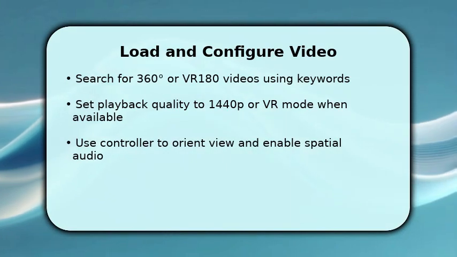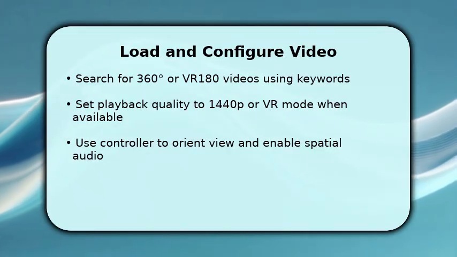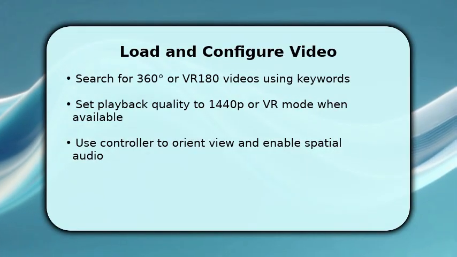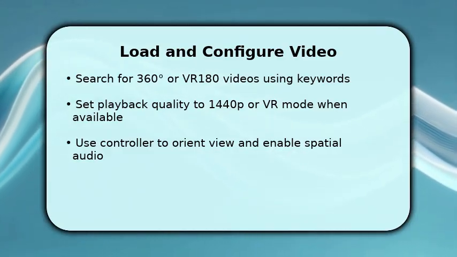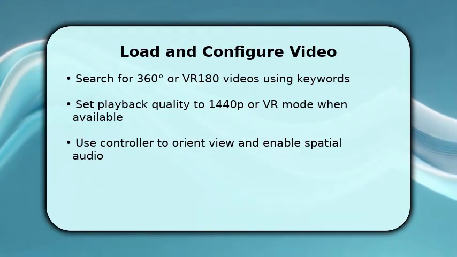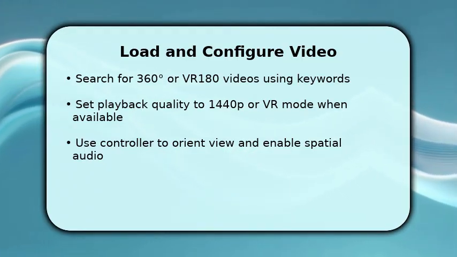Next, you locate VR content. Search for 360 degrees or VR 180 videos, then select one labeled for VR. You switch the player to VR mode if required. This forces stereoscopic rendering and head-tracked perspective.